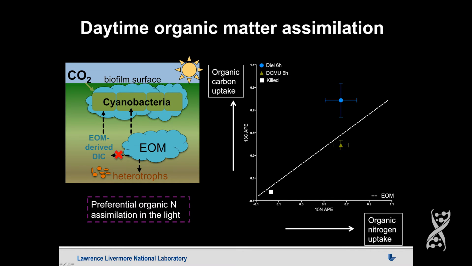So with that, what you see is these are all the cells that we analyzed under that treatment. And on average, they go below this dotted line. So what that means is in the daylight, they're absolutely incorporating organic matter, but they're preferentially taking out nitrogen from that organic matter.